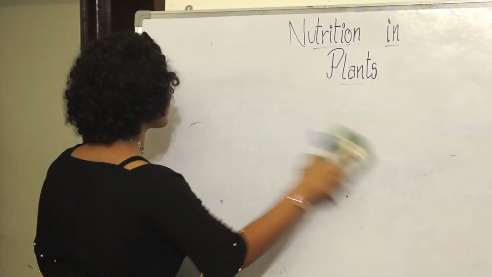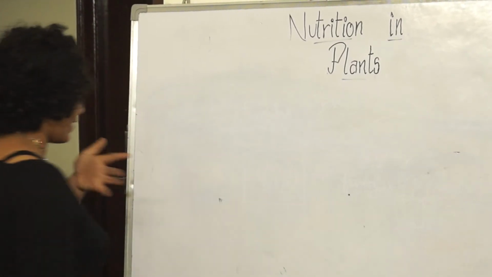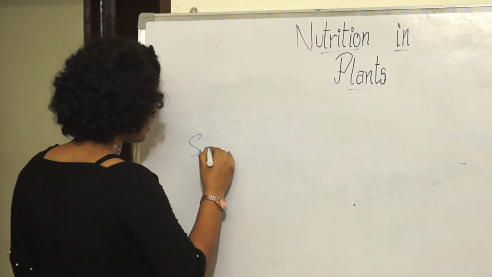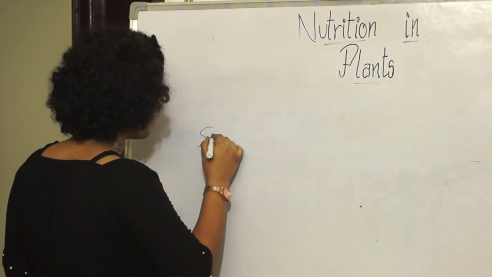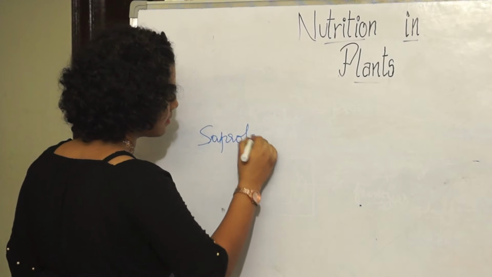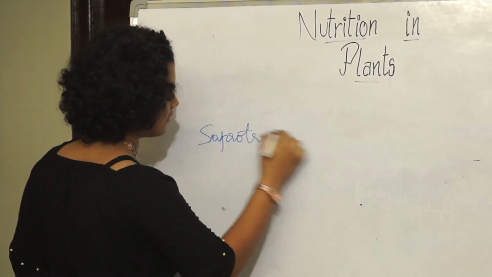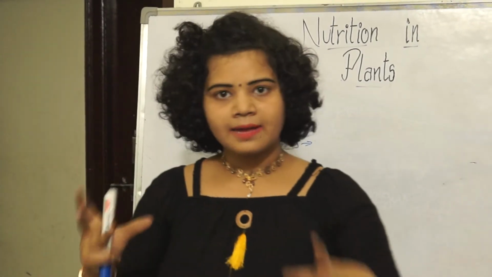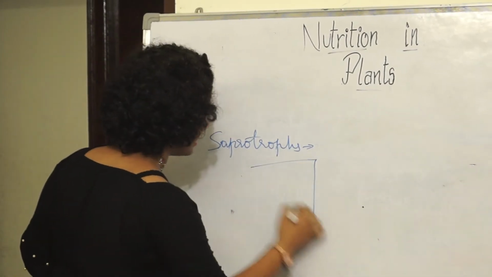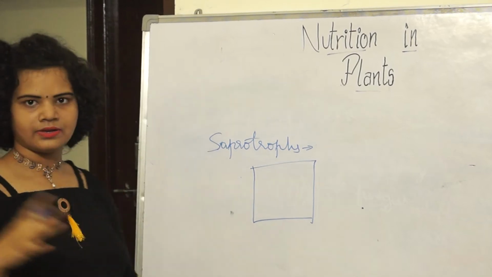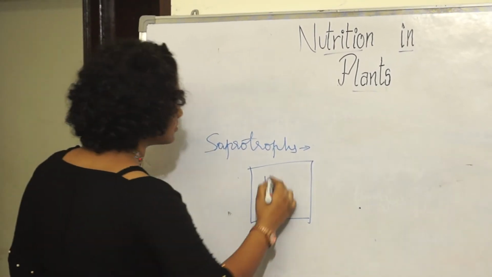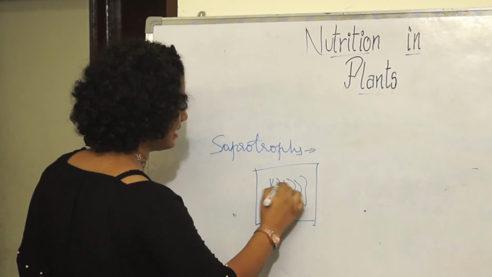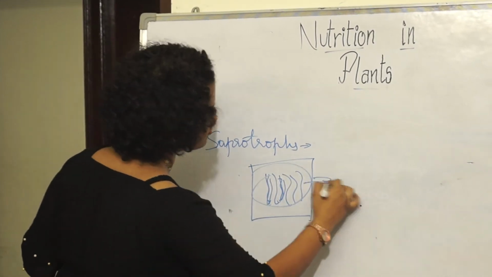And now let's learn about the saprotrophs. So saprotrophs. Let's say I have a bread. I kept a bread for 2 to 3 days outside. What happens here is the bread bulges, and some thread-like structures form on this bread. So these thread-like structures are called fungus.